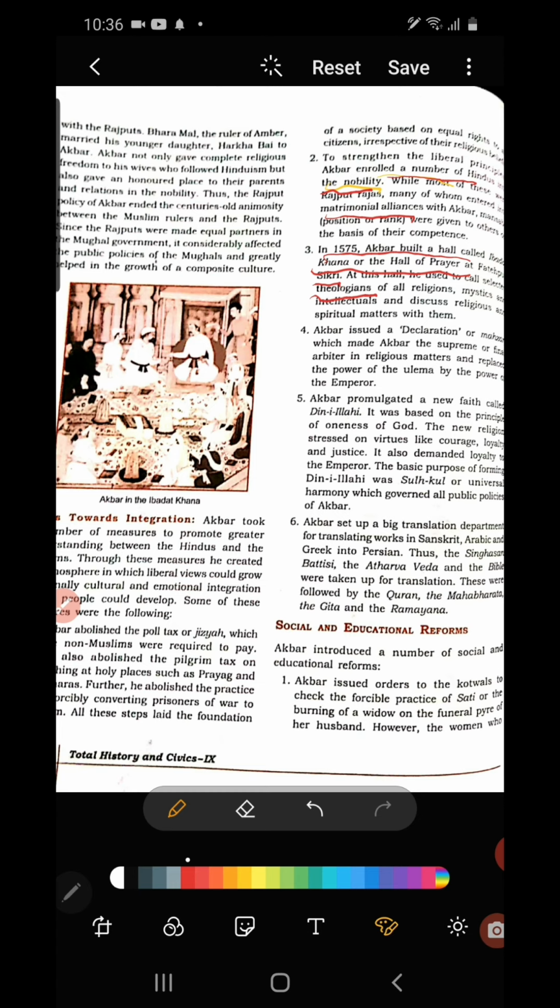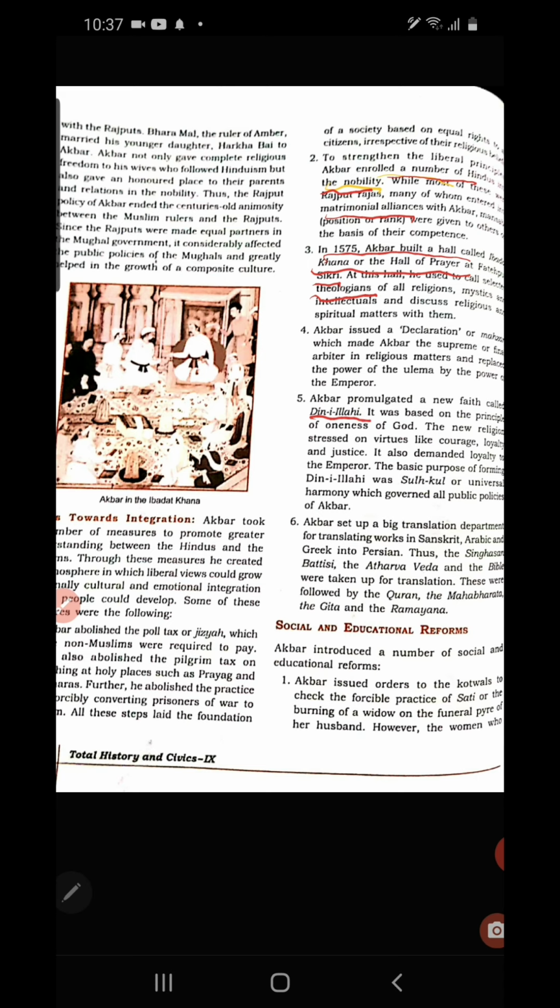Religious scholars of Islam, Hindus, and people who had thorough knowledge about their religion and their scriptures are called theologians. So these theologians were called and discussions were held. Then he studied the essence of all the religions he discussed. Then he also formed a new religion called Din Ilahi.